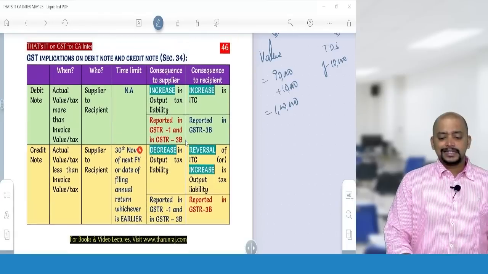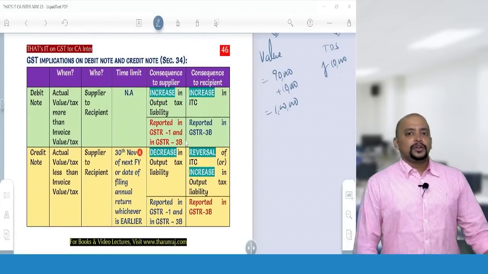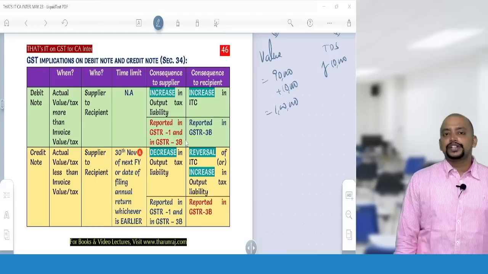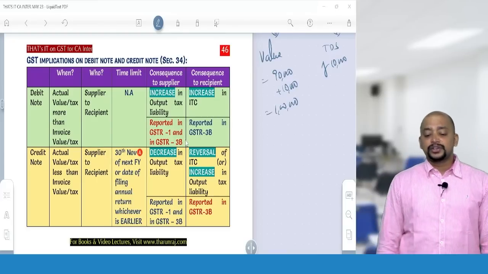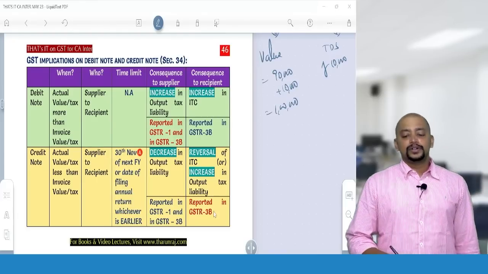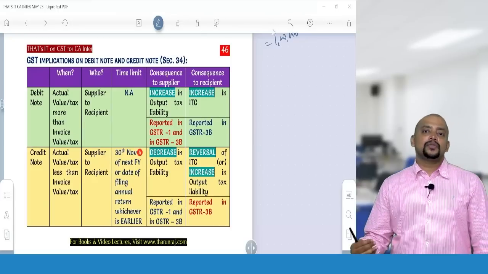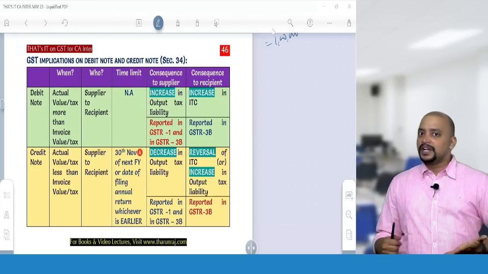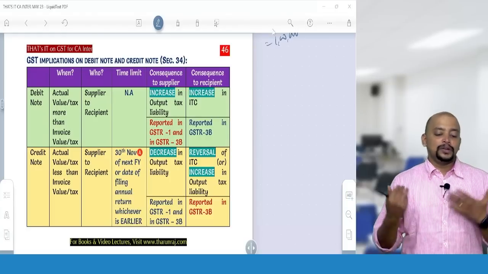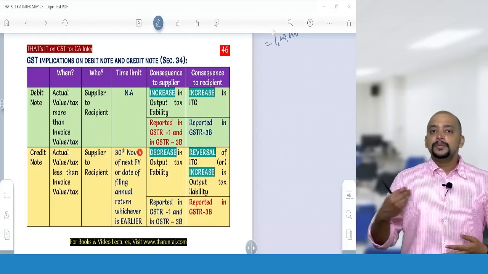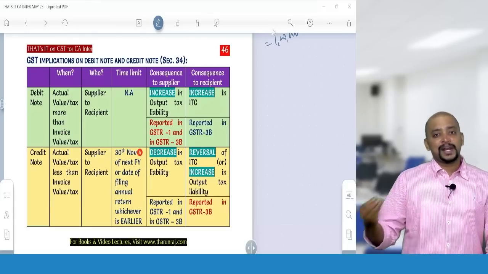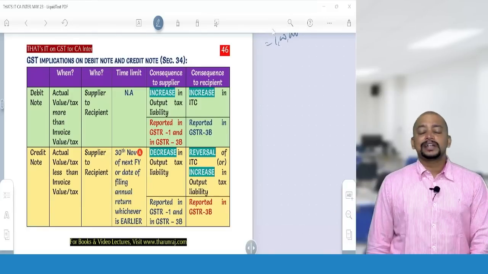Then next, credit notes and debit notes. The provisions related to debit notes and credit notes are given in section 34. When will a debit note be given and when will a credit note be given? Whenever there is an increase in the invoice value, where one invoice is already given and now we need to increase that invoice value. Why do we need to increase the invoice value? Maybe for interest, late fee, penalty or any other amount we are extra collecting.